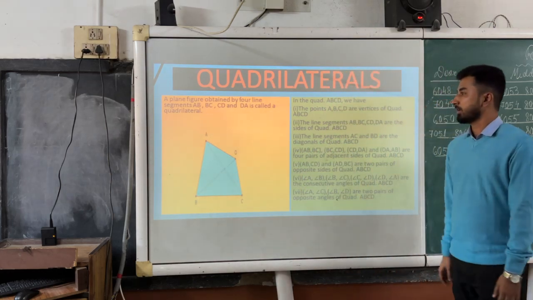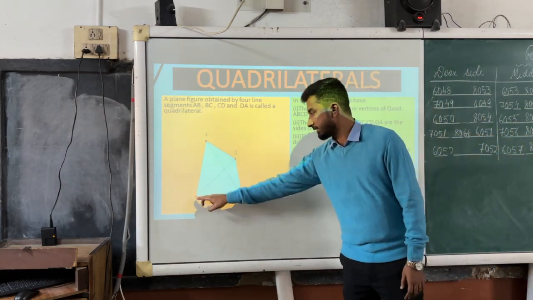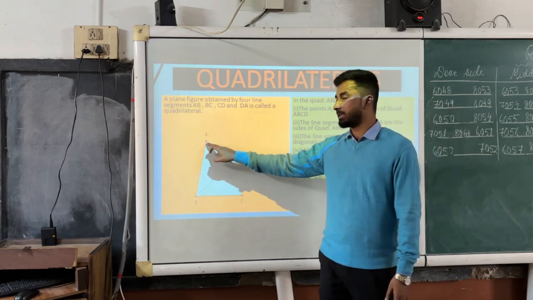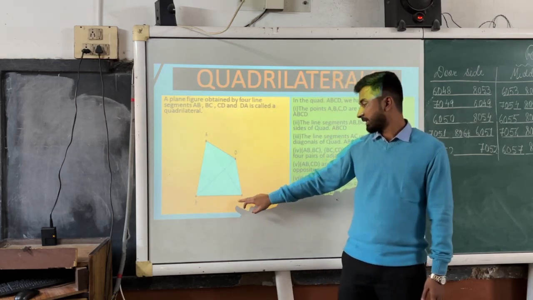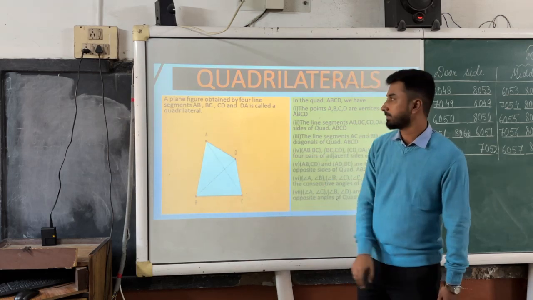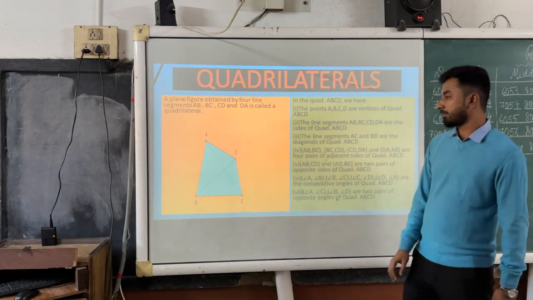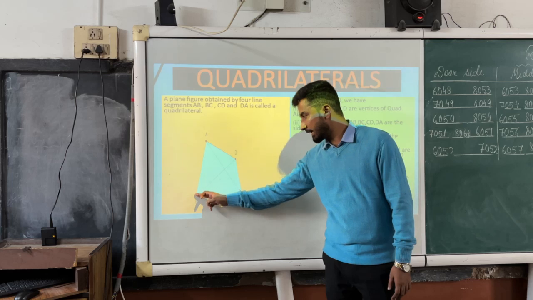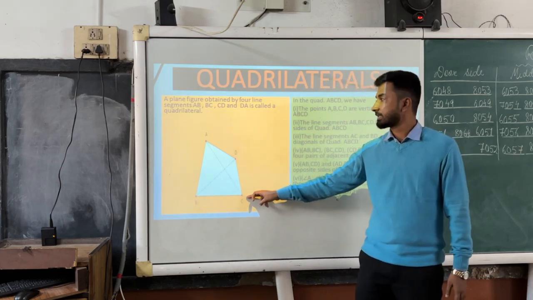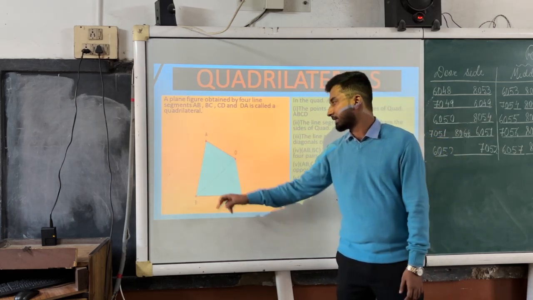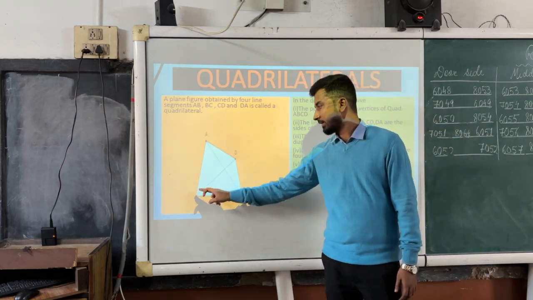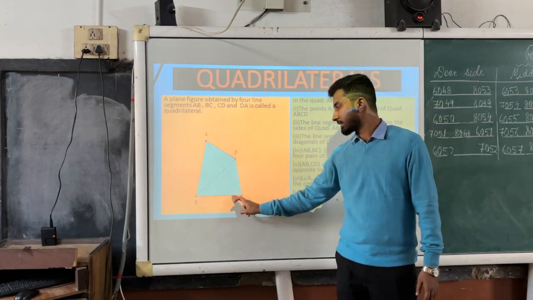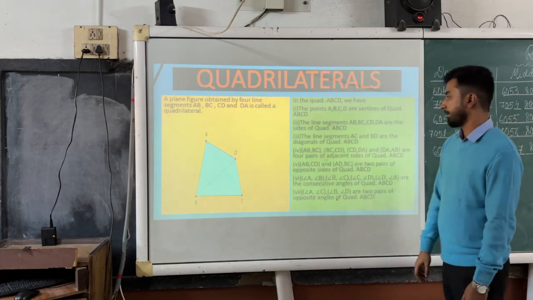quadrilateral. So in this quadrilateral ABCD, there are 4 vertices, vertex A, vertex B, vertex C and vertex D. Similarly, there are 4 sides, side AB, side BC, side CD and side AD. There are 4 angles, angle A, angle B, angle C and angle D.